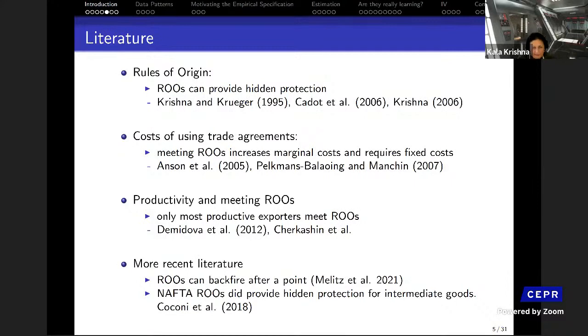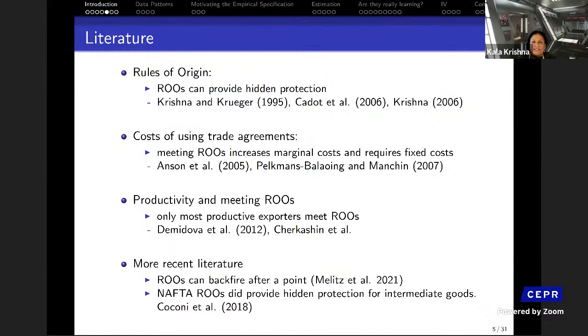And there is a literature on this. Okay, so let me make sure that I tell you what that is. It's been well understood, let's put it like this, that rules of origin can provide hidden protection. What do we mean by hidden protection? Well, if you can count something in the free trade area for origin and you can't count something outside, you'll buy the input from the free trade area, even if it's more costly. Well, if that isn't protection, I don't know what is.